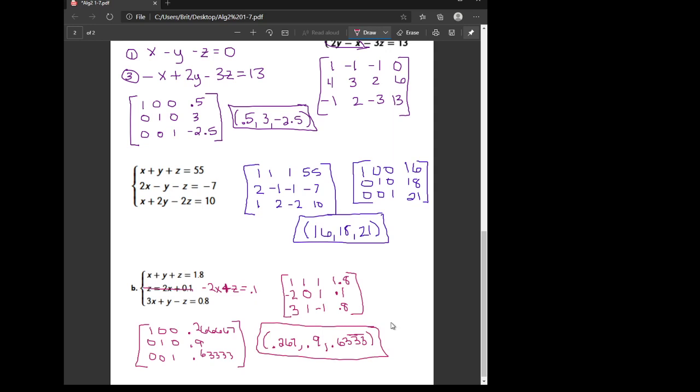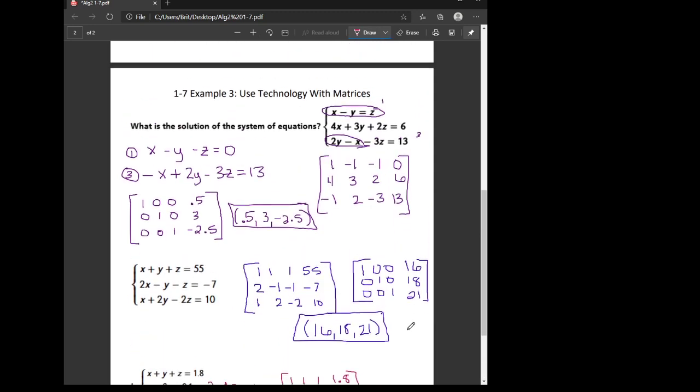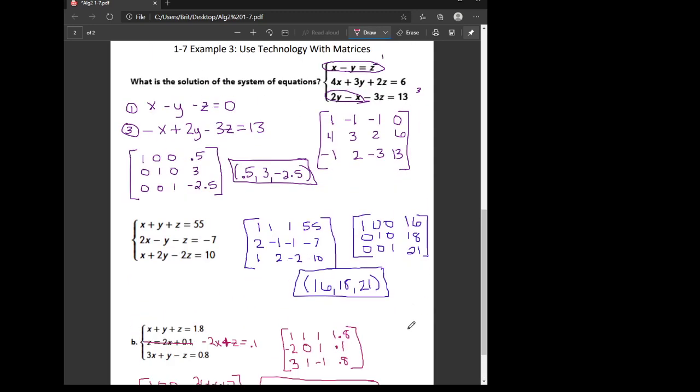So matrices are nice because they get you answers even when they're kind of messy answers. But there's the solution sets for example 3. Again, if you want the walkthrough for the Desmos Matrix video, please look at my example 2 video, okay?